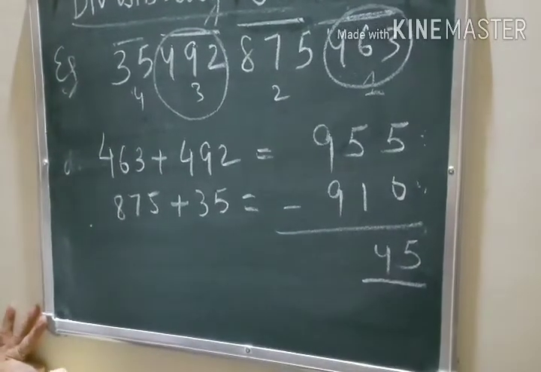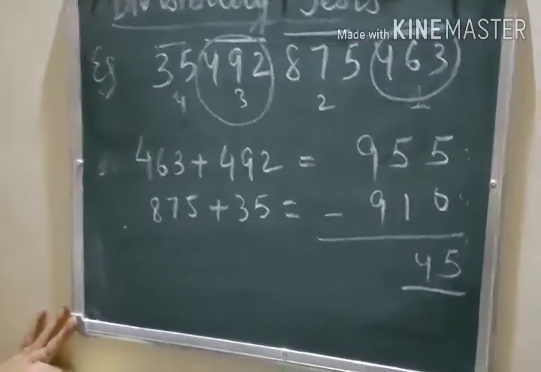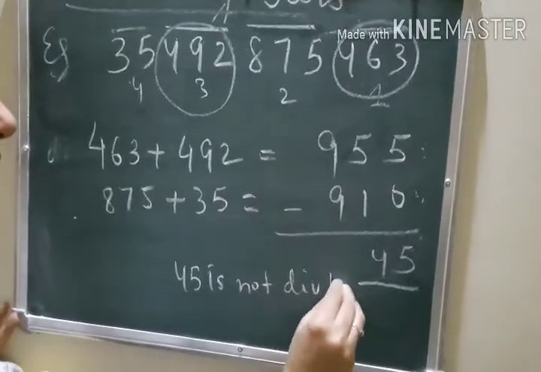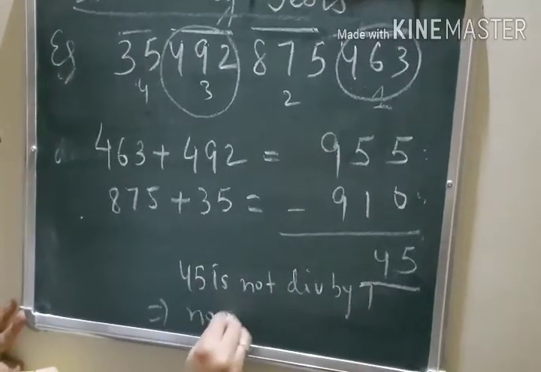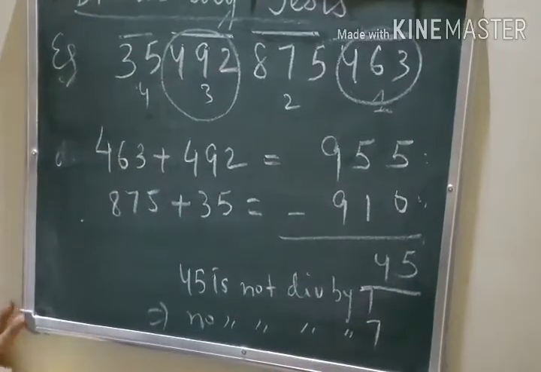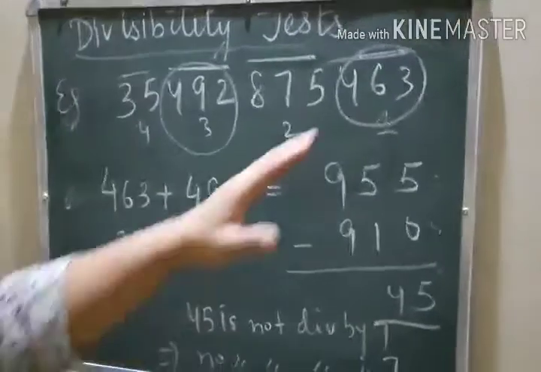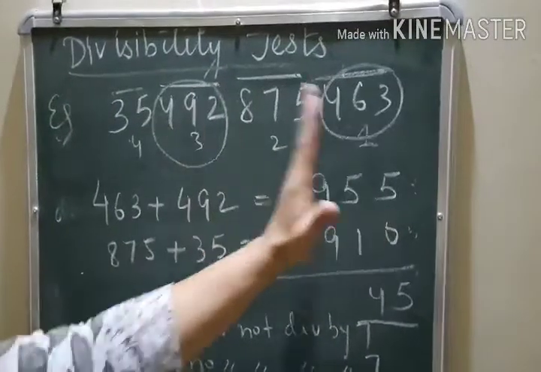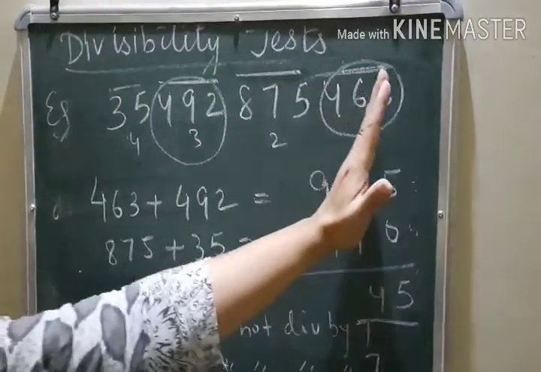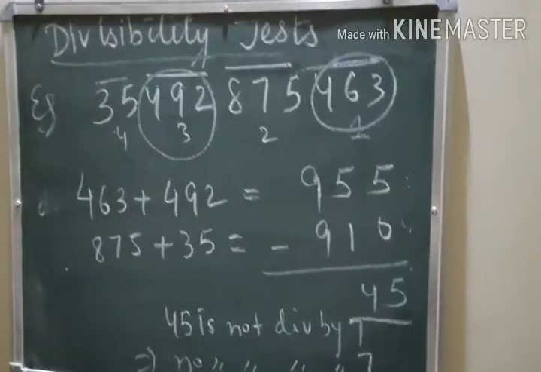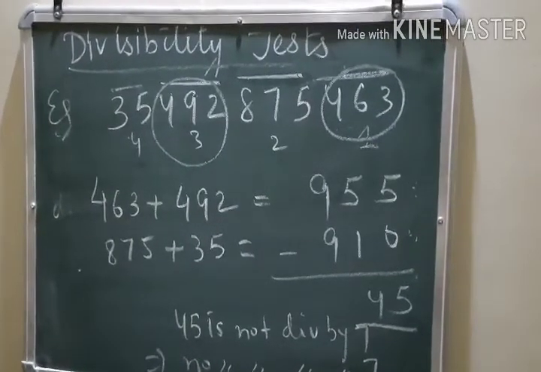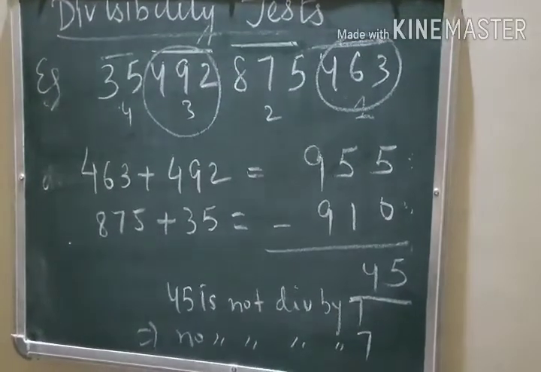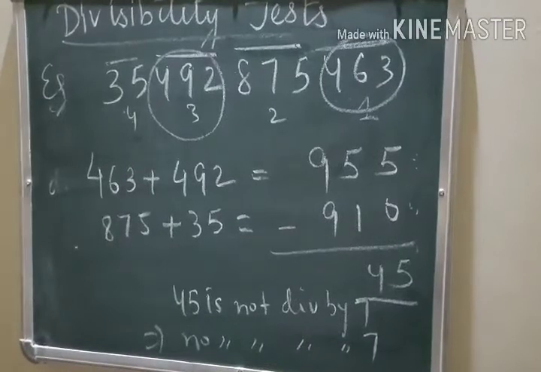Now whatever answers you get, you have to subtract them. Answer is 45. Is 45 divisible by 7? No. 45 is not divisible by 7. Therefore, this number is also not divisible by 7. So what you have to do is start taking the blocks of 3 from the back, and then alternate blocks you have to add. First and third block, then second and fourth block we will add, and whatever answers you get, subtract them. If that difference is divisible by 7, then the number will also be divisible by 7.